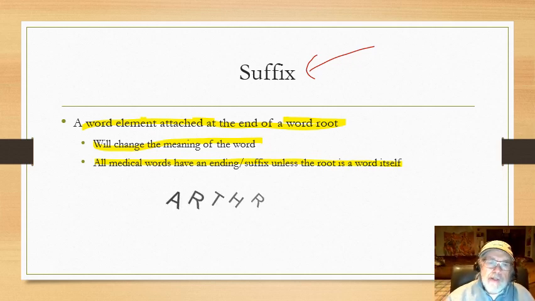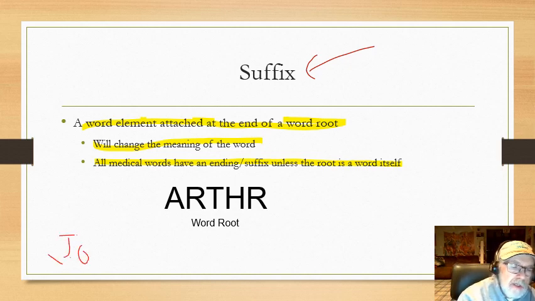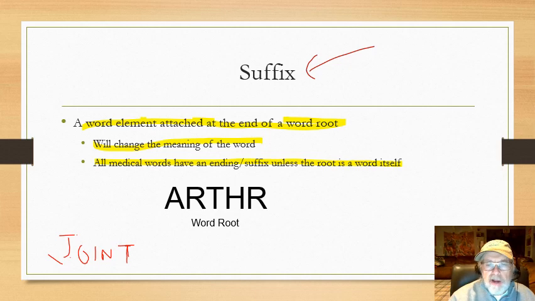Okay. Let's look at the word root arthr. The word root arthr means joint. So I know the word that I have here has to do something with joint. But what does it have to do with joint? Let's add it. So I know if I have a word root, I have to add a suffix. It has to have it. That's a rule. Now, algia is a word that means pain.